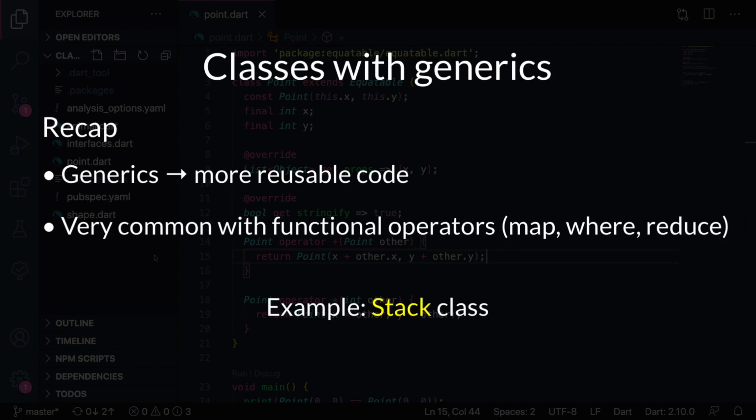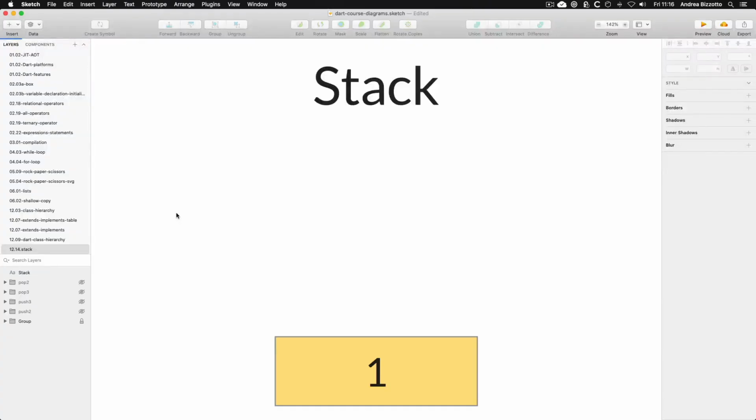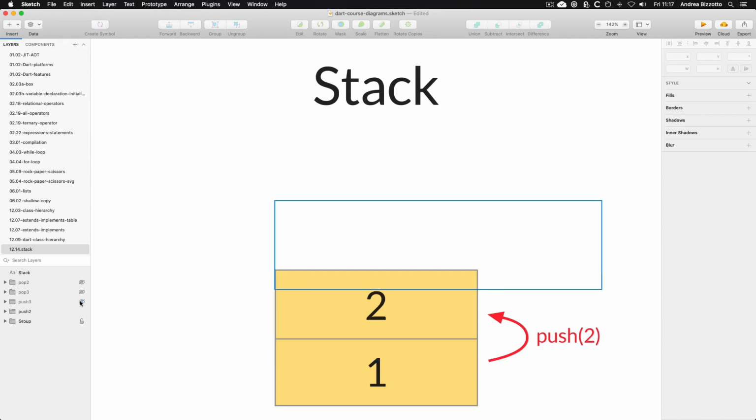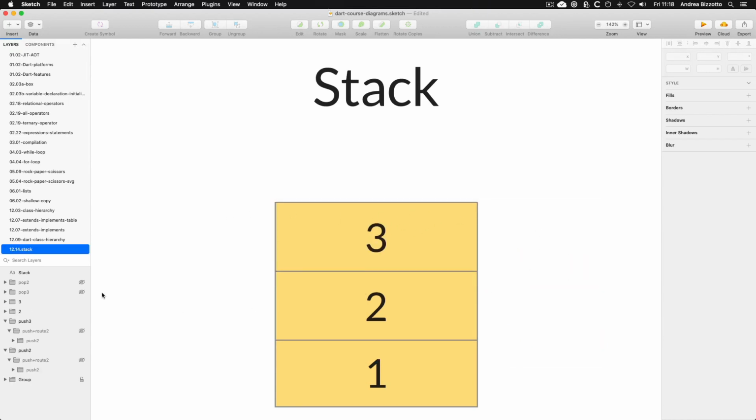As an example, let me show you how we could implement a class that represents a stack using generics. A stack is a data structure that is used in many computer science applications, and we can use it to push and pop values. For example, here's a stack with just one item, and if we want, we can push an item into the stack. Every time we do this, a new value is added on top of the stack. On the other hand, when we pop values, these are removed from the top of the stack, so that we always remove the most recent value.